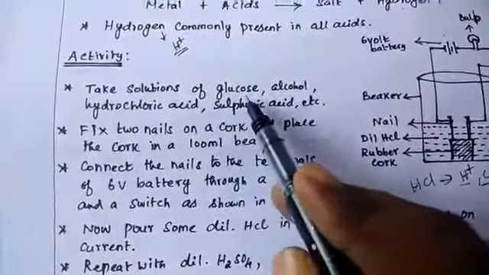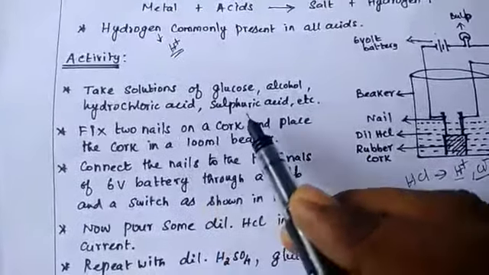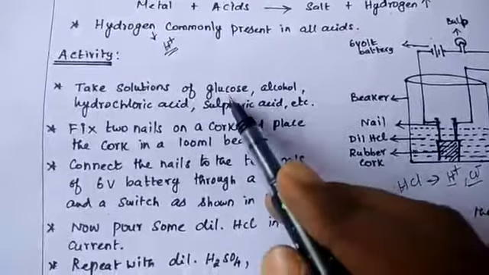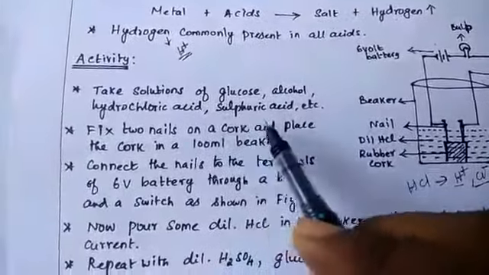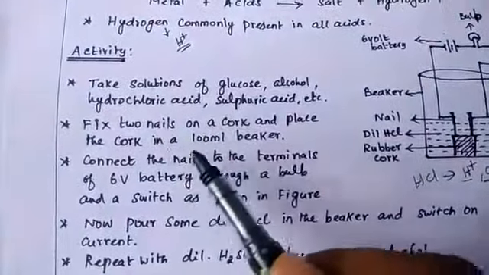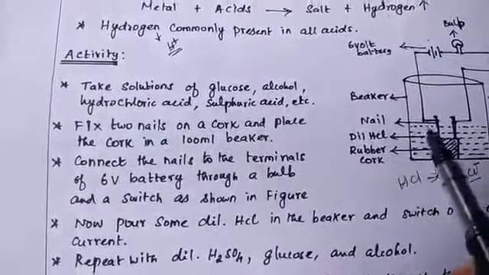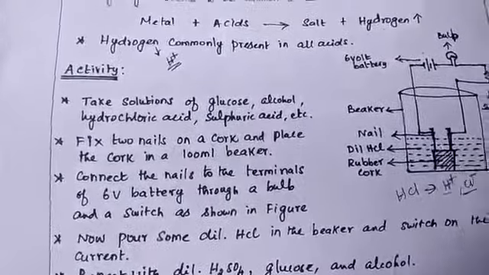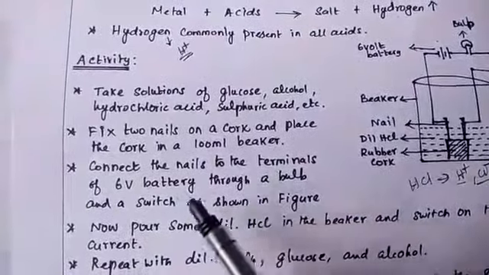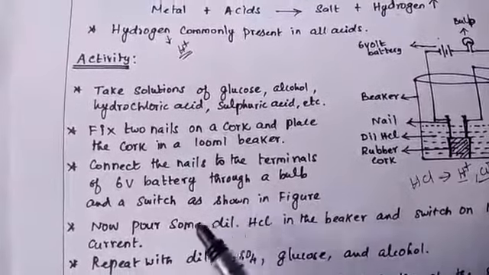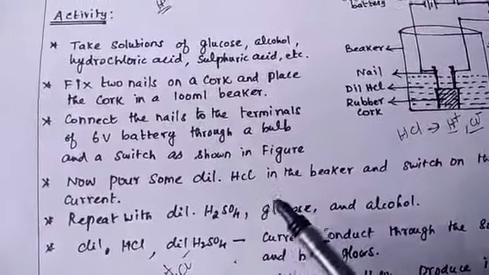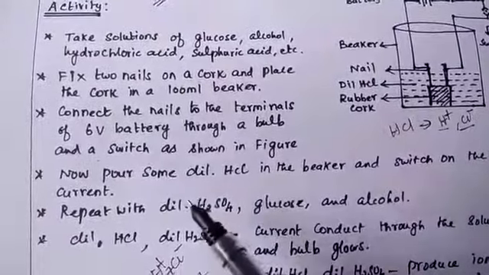Activity: take solutions of glucose, alcohol, hydrochloric acid and sulfuric acid. Fix two nails on a cork and place the cork in a 100 ml beaker. Connect the nails to the terminals of a 6 volt battery through the bulb and switch as shown in the figure. Now pour some dilute hydrochloric acid in the beaker and switch on the current.